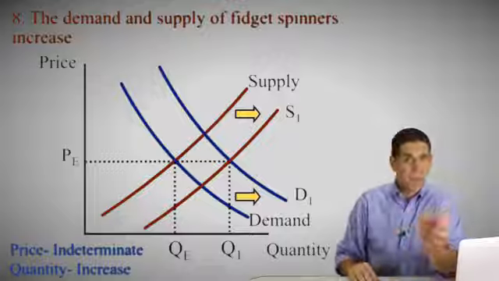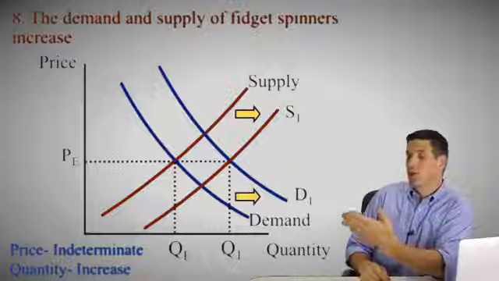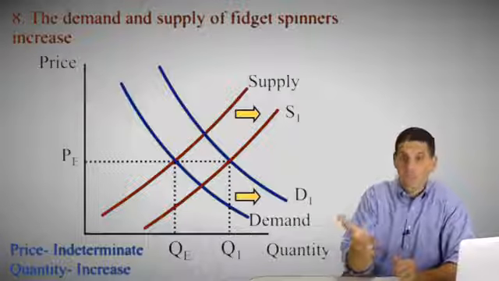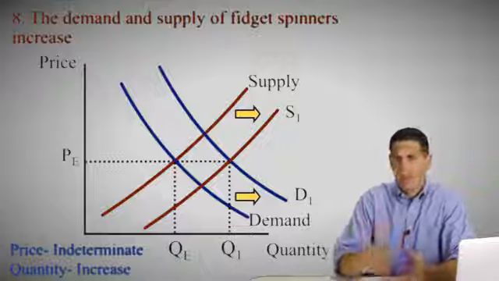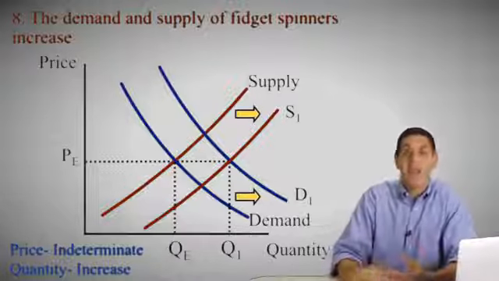I made a video talking about double shifts if you want to go practice more of this, but you should know how to do double shifts when two curves shift at the same time. And by the way, that's exactly what happened in real life with fidget spinners, right? When the demand increased, and last year fidget spinners became a thing, people are buying them, they're all excited about these things, and the demand went up.